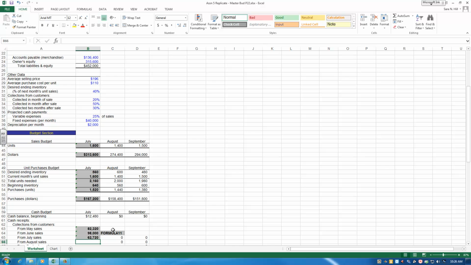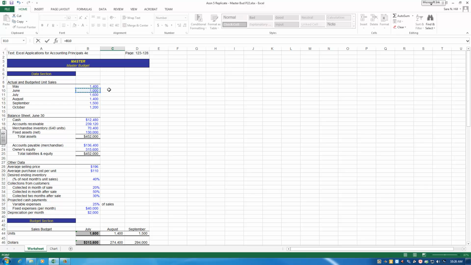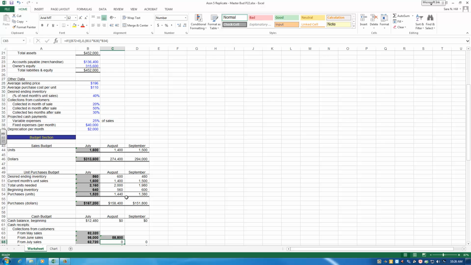Then we've got one more here in August just to take a look at. So if it was a sale in June, go up and grab our June sales times our average selling price, times 2 months to collect. So you can see same thought process, but you're just comparing the June to August in this case versus June to July.